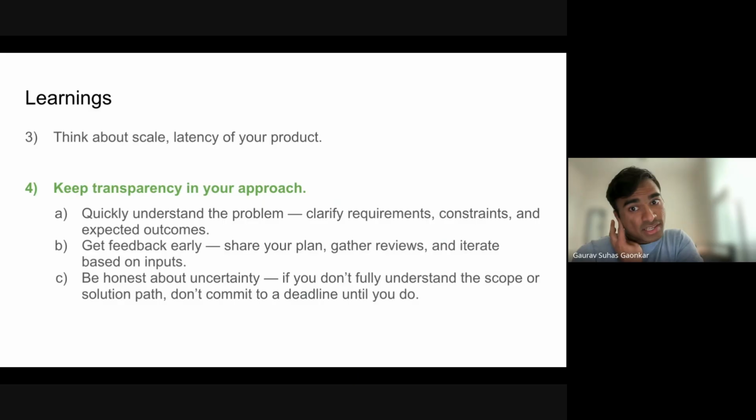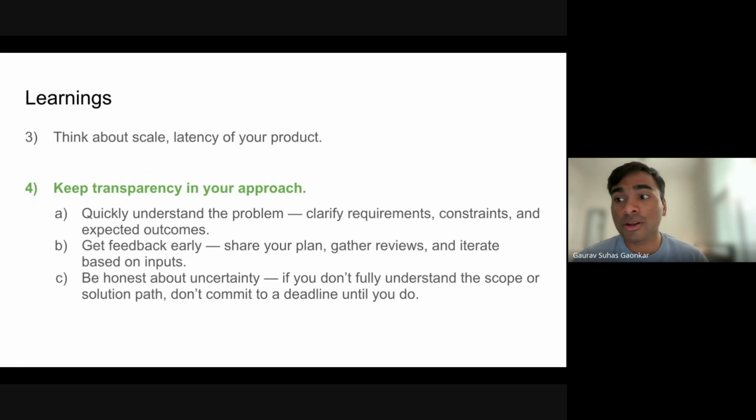I cannot emphasize enough. One of my learnings is please think about scale and latency of your product. If you build a stellar solution which is not meeting the latency standards, it is of no use. It is really important to understand the latency of the product. So even before you start anything, create anything, please make a plan. Keep transparency in your approach.